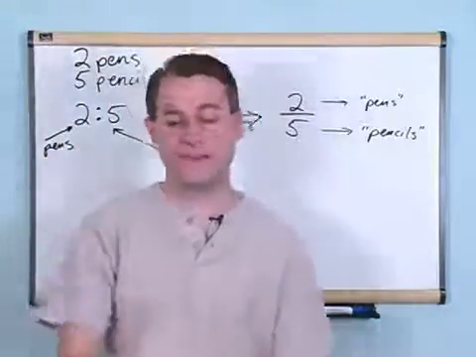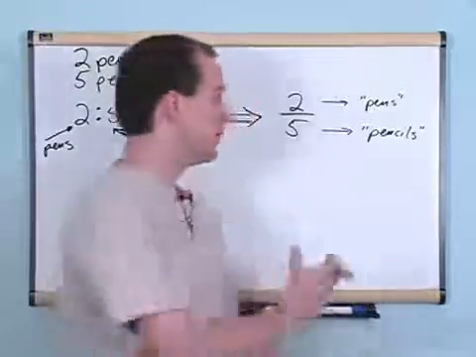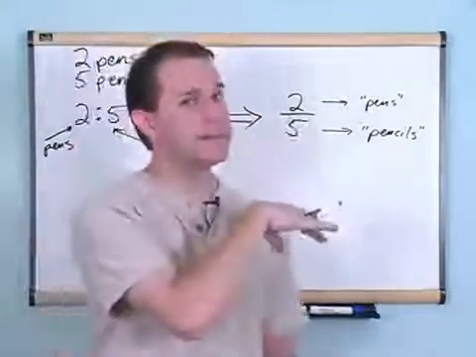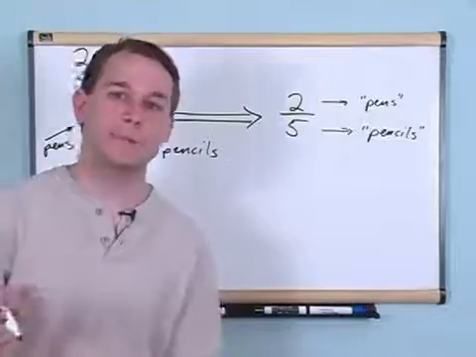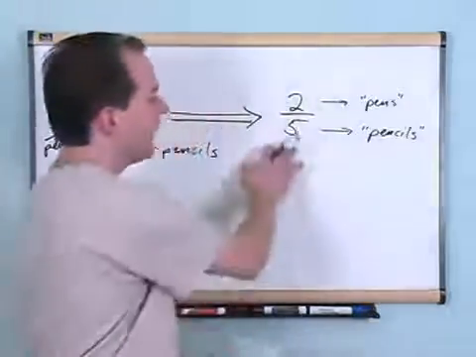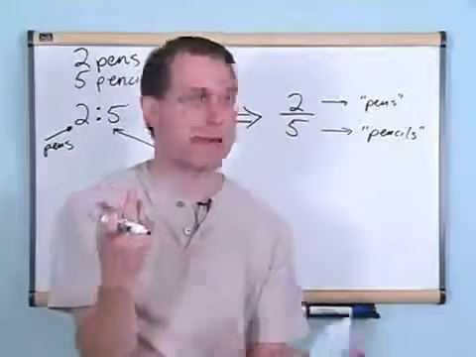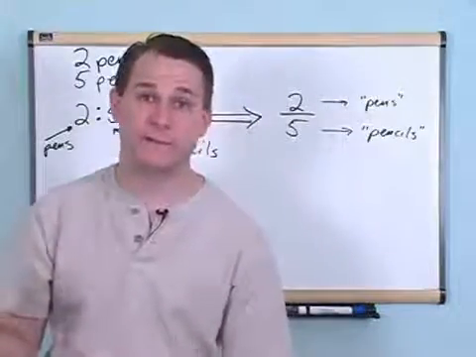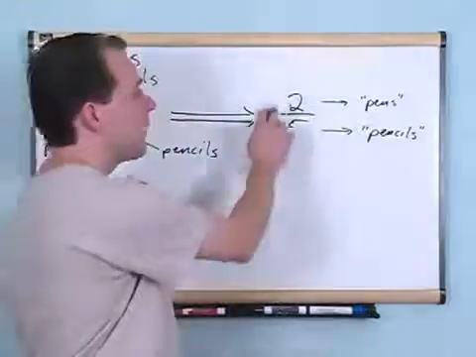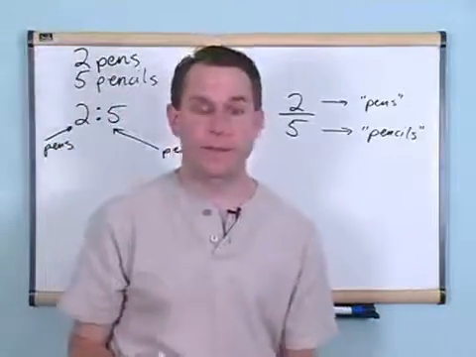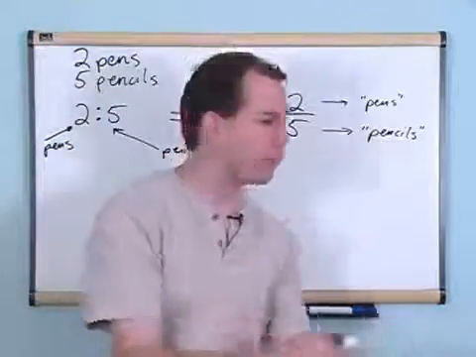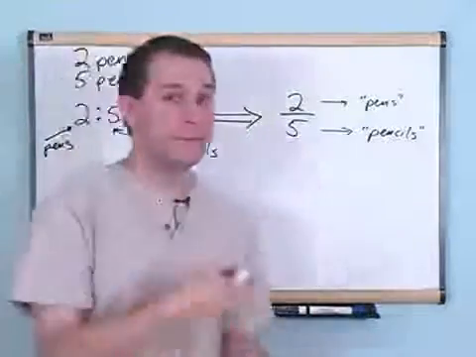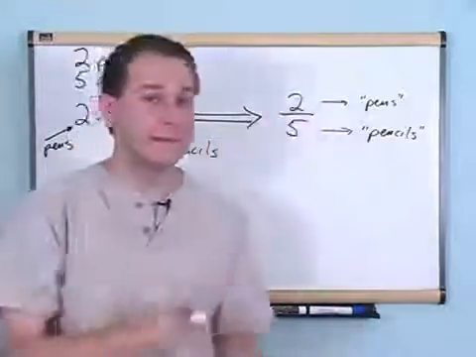If I were to pull 10 pencils out of the drawer, 10, not 5, so I would double this, how many pens do you think you would find? Well, if I pull 5 pencils out and I expect to find 2 pens, then if I pull 10 pencils out, then I probably should find 4 pens. Because I'm doubling everything. I pull twice as many pencils out, so 10 pencils, I should find twice as many pens.